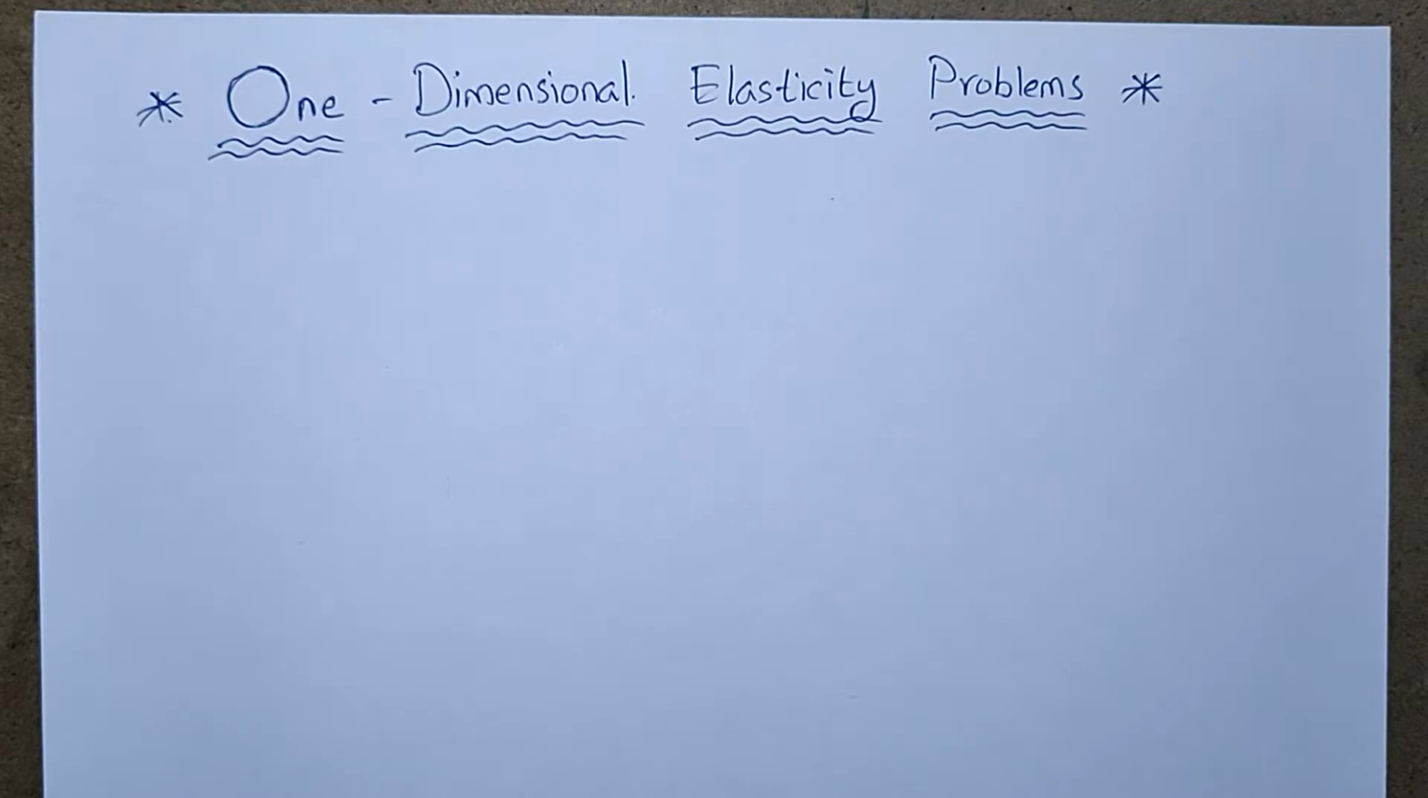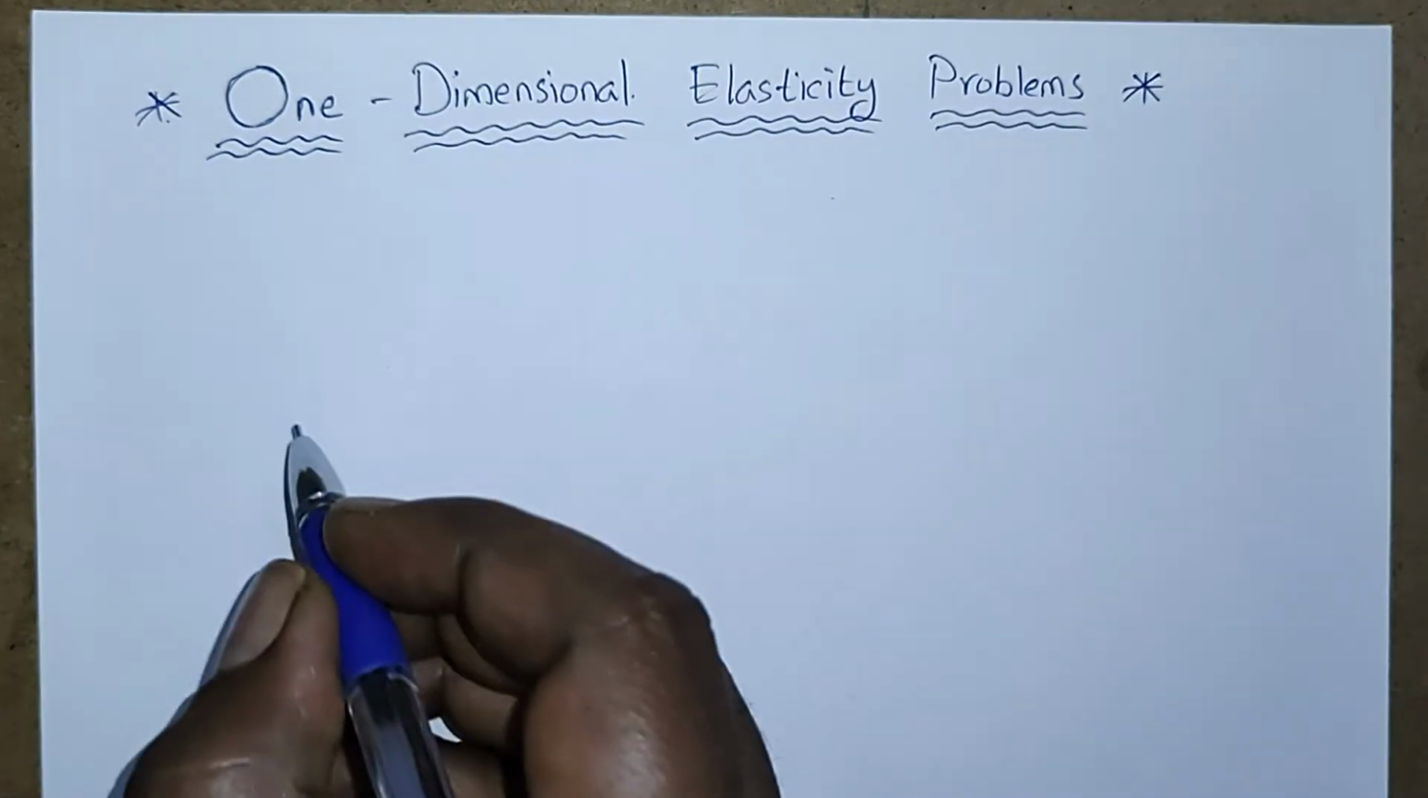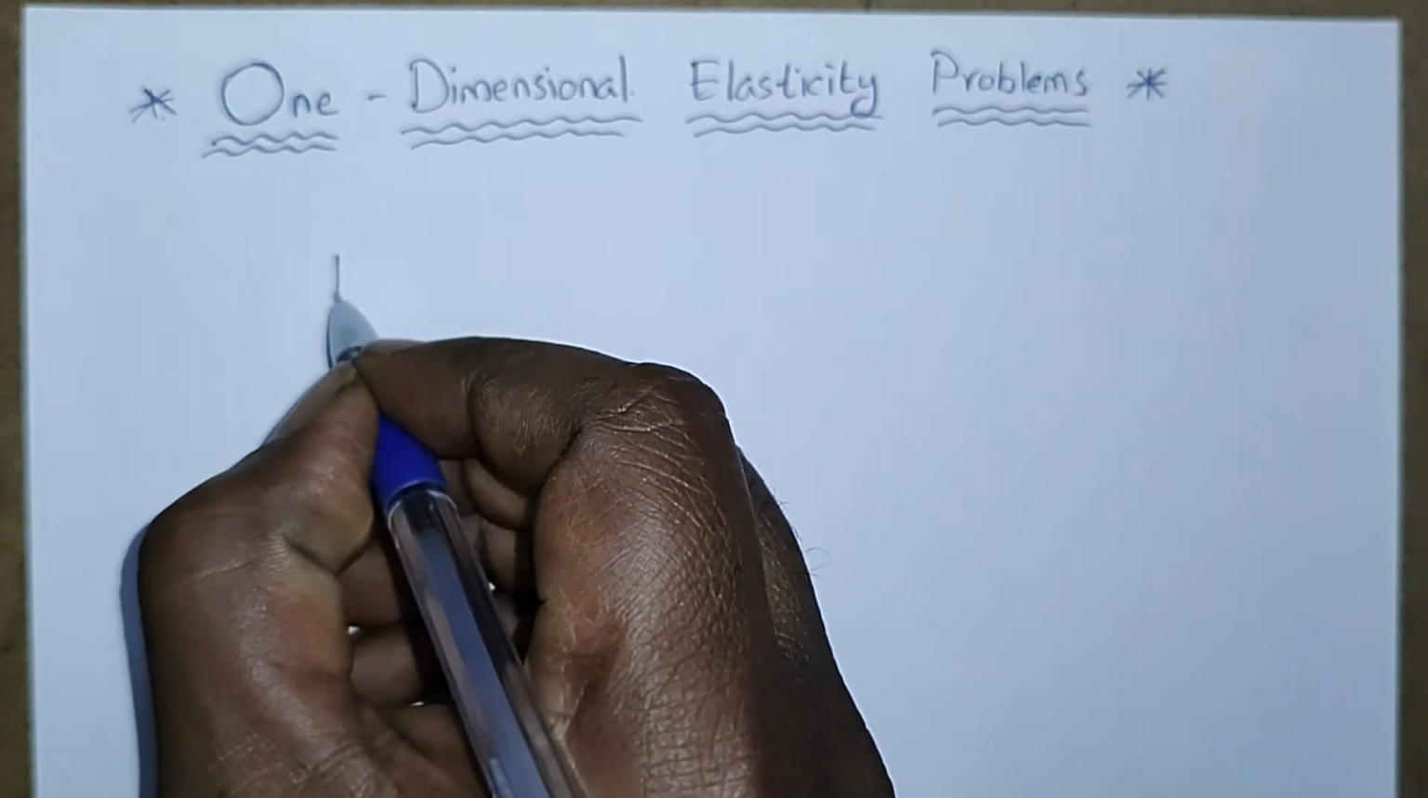So for this one dimensional elasticity problem, we will take one stepped bar. So we will see one dimensional static analysis of a stepped bar. Please watch the entire video, so that it will definitely be useful for your upcoming semester examination. So first we will start with this diagram.